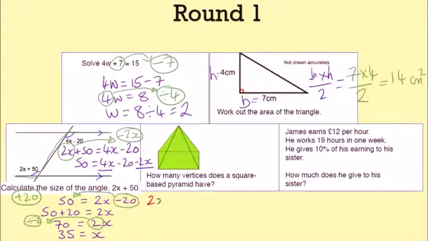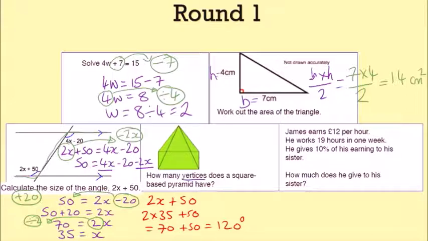Right, so x is equal to 35. That's going to help me work out 2x plus 50. So 2 times 35 plus 50 is equal to 70 add 50, which is 120. Because it's an angle, I need to make sure I have my degree sign there to represent that it's 120 degrees. Brilliant, let's move on to question number 4.